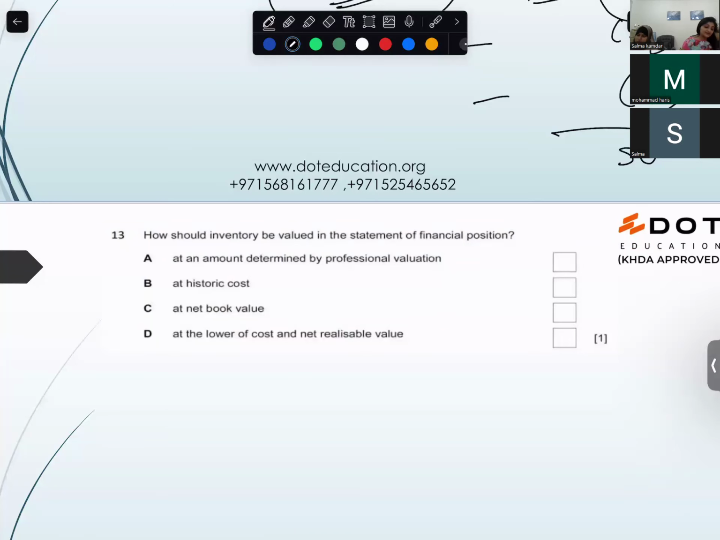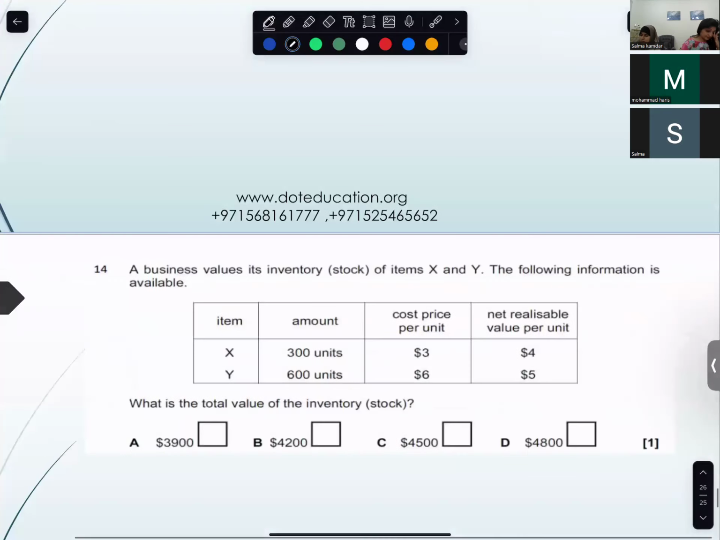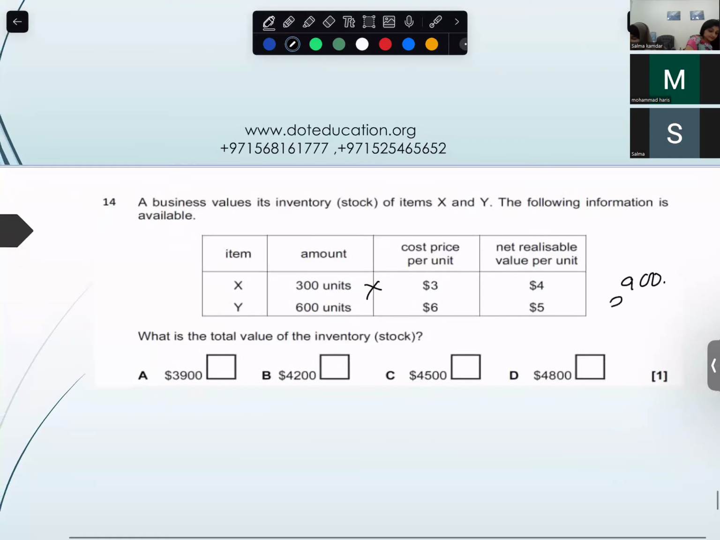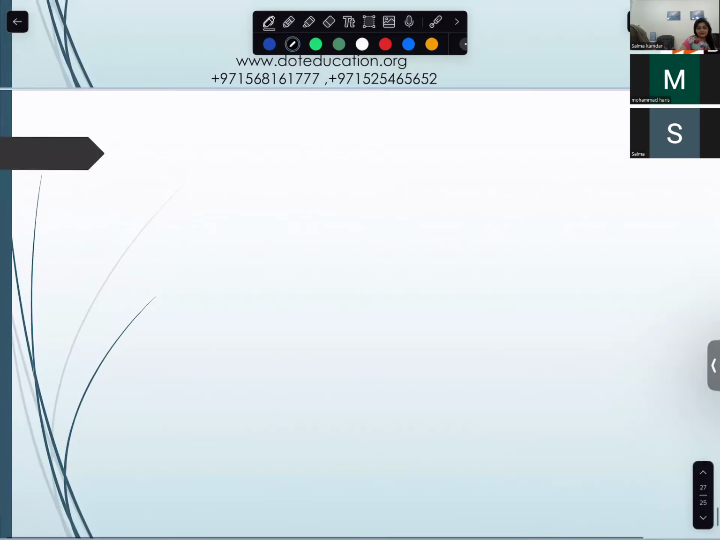How should inventory be valued in the statement of financial position? At lower of cost and NRV. Yeah. Come on, the last one. So we're going to multiply 300 by 3 because that's the lower price, and 600 times 5, and then we add those both values, and we get 3,900. The chapter of inventory valuation is done.